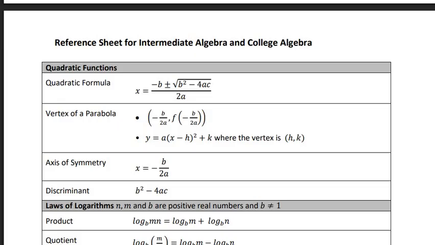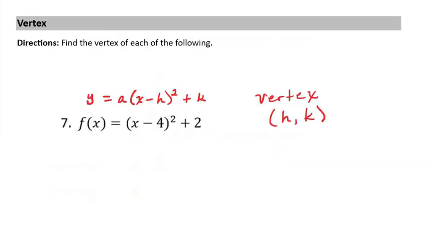In the next few problems, we're going to be looking at the vertex of a parabola, and so we're going to be using these formulas that are on your reference sheet. So for problem 7, I can see how the equation that I'm given lines up with my formula. H is going to be 4 and K is going to be 2. So my vertex, (h, k), is (4, 2). And I can always verify that by putting this function into the calculator and graphing it to see that I have the vertex at (4, 2).